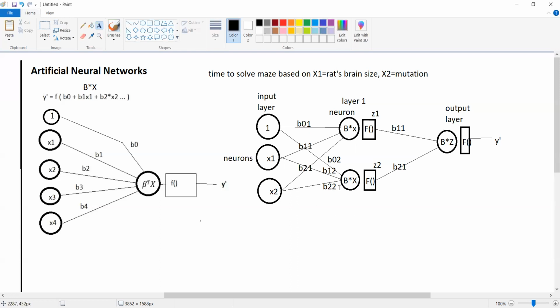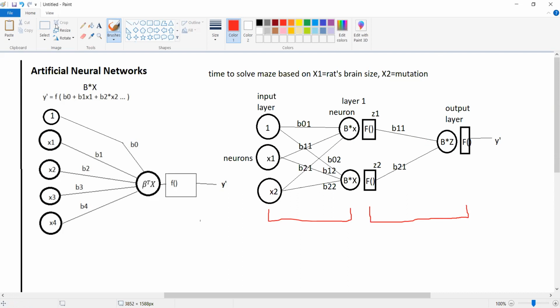Okay, and then this line, let's do it in red, is B1,2, because it starts from the first neuron, X1, and goes to the 2 neuron. Okay? However, this is all between the input layer and layer 1, and then from layer 1 to layer 2, or to the output layer, it kind of resets. So you get new B11s, okay?